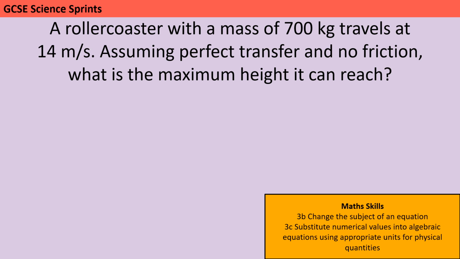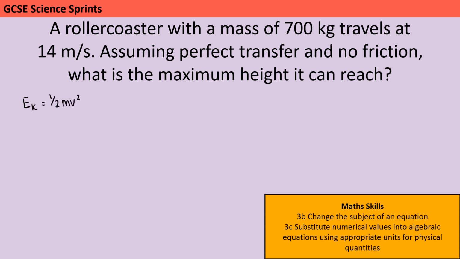So we're told that we have a roller coaster with a mass of 700 kilograms travelling at 14 meters per second. So immediately we're thinking, right, kinetic energy here because we've got a mass and we've got a velocity or a speed. And then we're asked what the maximum height it can reach is, and that's not a part of the kinetic energy equation, and this might be where some doubt starts to creep in for you. So let's start at the very beginning.